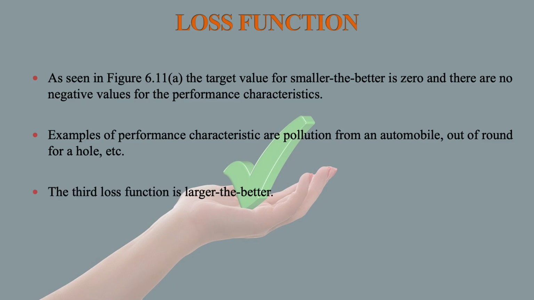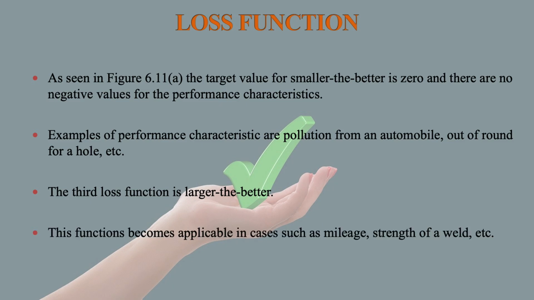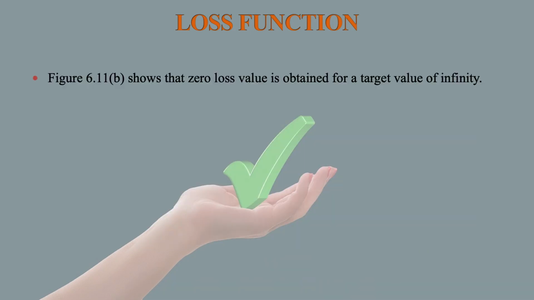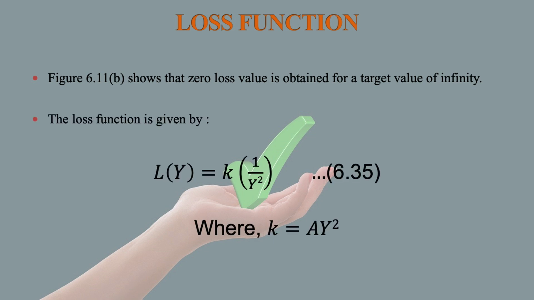The third loss function is larger the better. This function becomes applicable in cases such as mileage, strength of a weld, etc. These are the examples. Then figure 6.11b shows that zero loss value is obtained when the target value is infinity. The loss function is given by L(y) equal to k into 1 by y square, where k is equal to a y square.